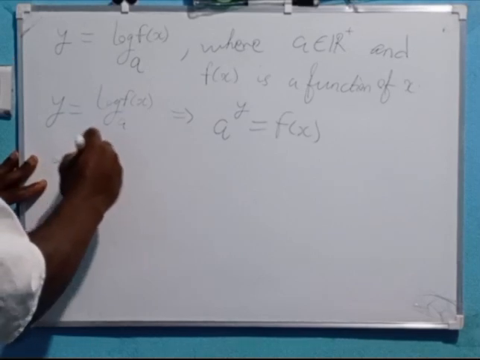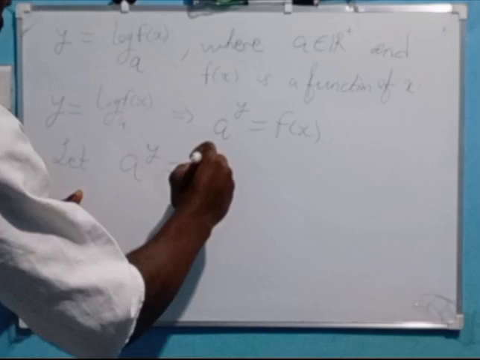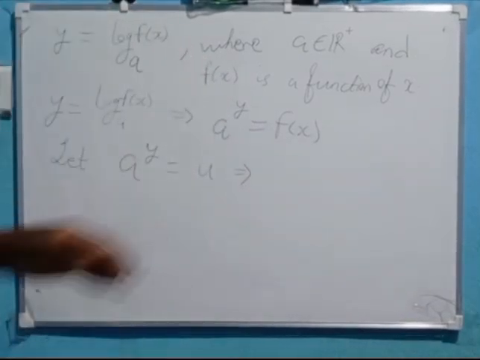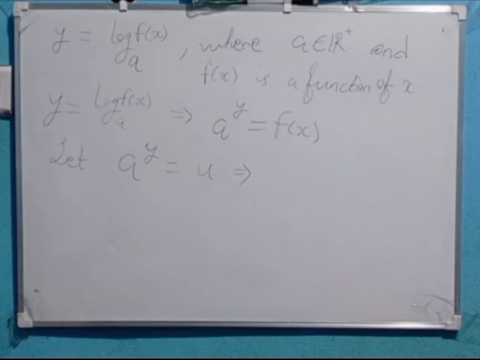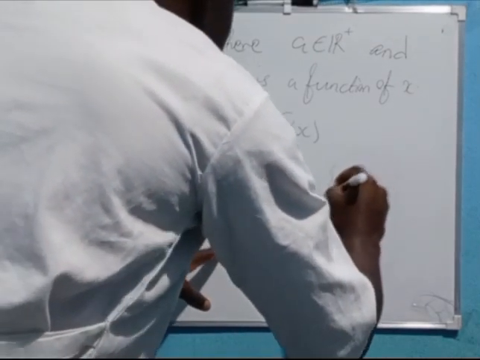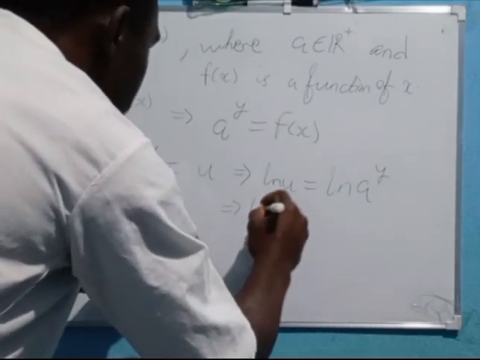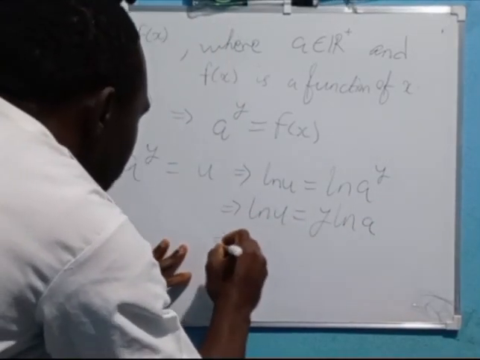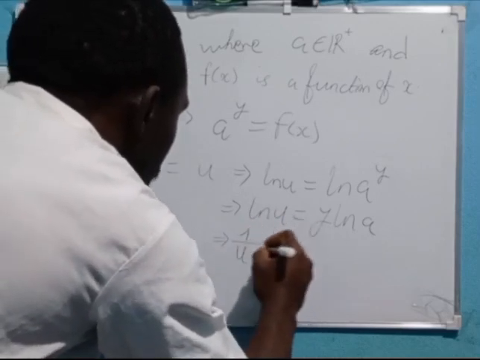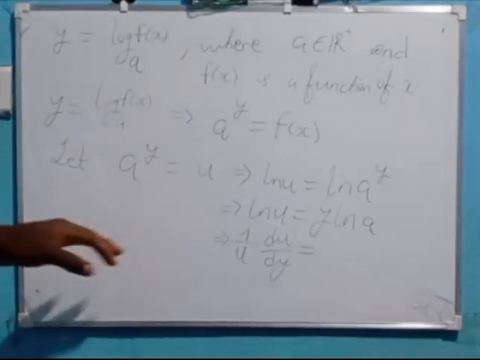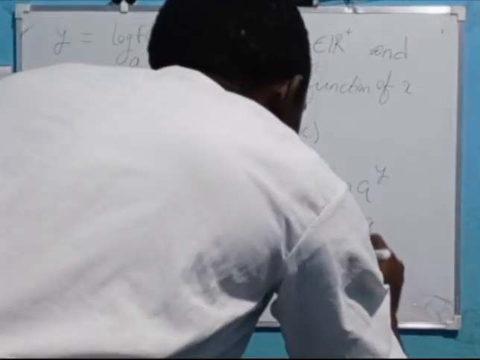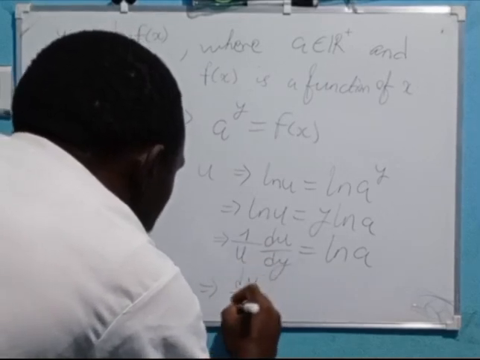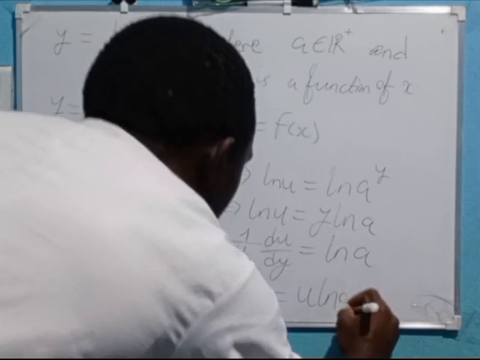If we let e to the power y be equal to a new function u, then if we take ln on both sides so that we bring down the power y, the ln of u will equal the ln of e to the power y, and this will imply that ln u will be equal to y ln e. Differentiating ln u with respect to y gives us 1 over u du on dy, equal to differentiating y ln e with respect to y, which gives us ln e. Next, we multiply through by u, then du on dy will be equal to u ln e.